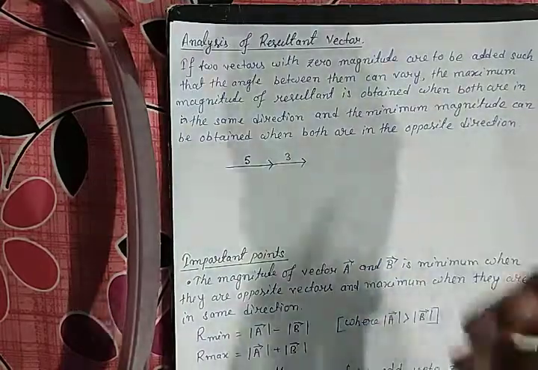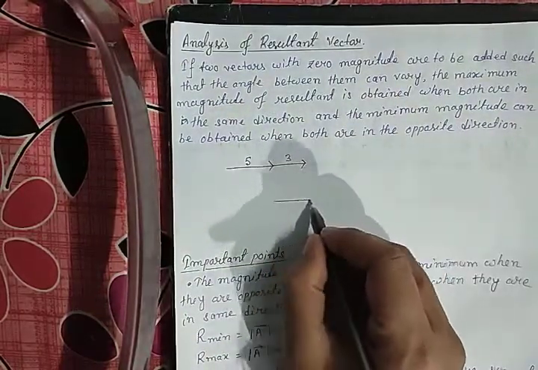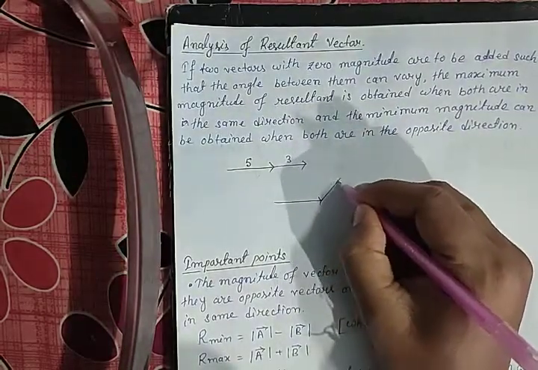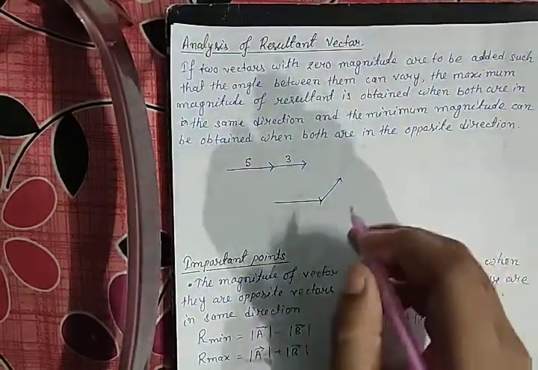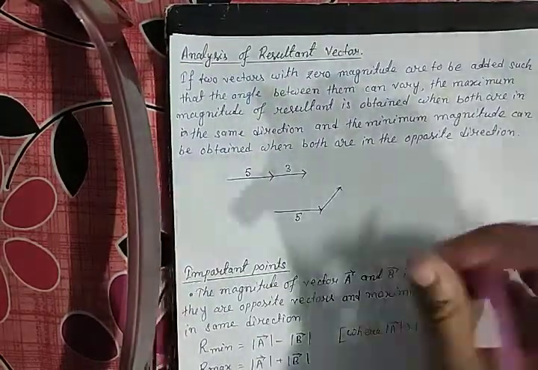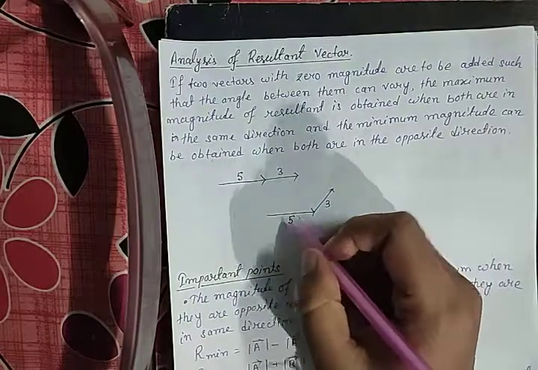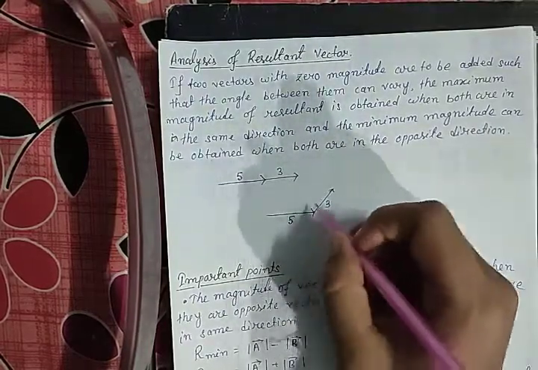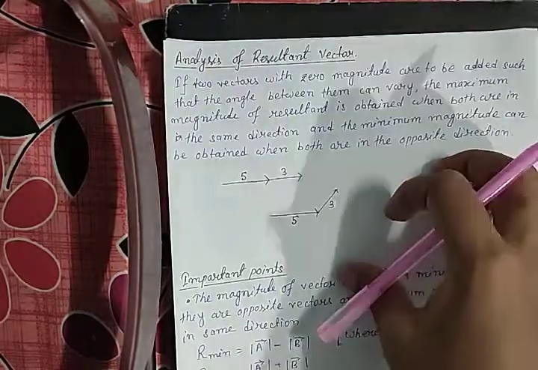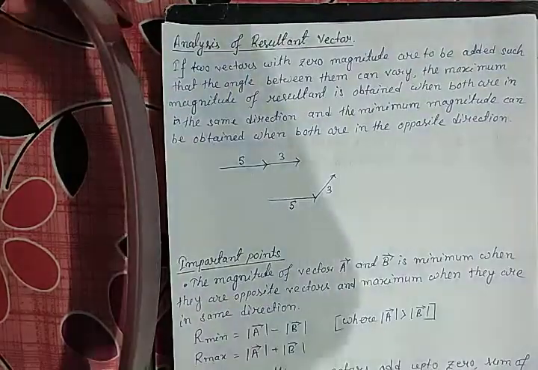In all the other cases, if these two vectors are at some angle, then the resultant will not be 8, it will be less than 8. How can you find it? In this case, you have to use the rule: mod of R is equal to root of a square plus b square plus 2ab cos theta.